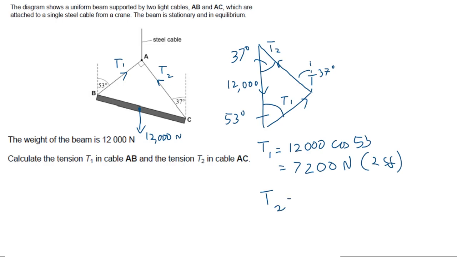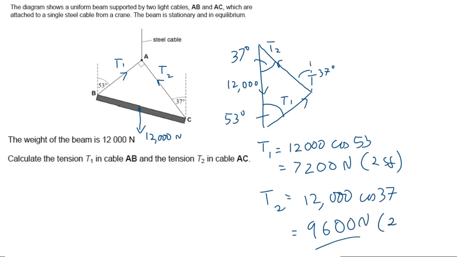Similarly, we can see that T2 is going to be 12,000 newtons times the cosine of 37. And again, sticking that into your calculator, you will get out 9,600 newtons. Just comparing the two pages there, it's clear that this one is simpler in many ways if you can visualize the triangle. But I wanted to show you both methods because, well, they're both good methods.